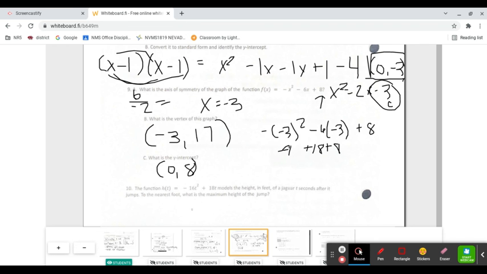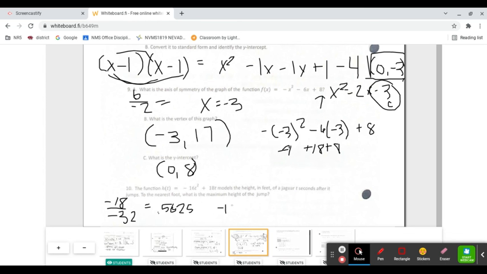Number 10, it's talking about a model of the height in feet of a jaguar t seconds after it jumps, to the nearest foot. What's the maximum height? So the first thing you want to do is the opposite of b, which would be -18, over 2a, which would be -32. When you do this, you get a decimal, 0.5625. You've got to plug that number in everywhere there is a t.